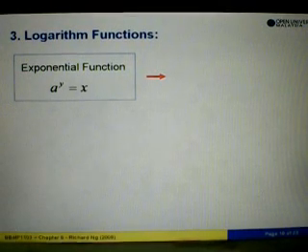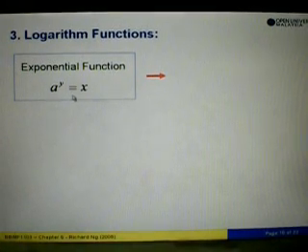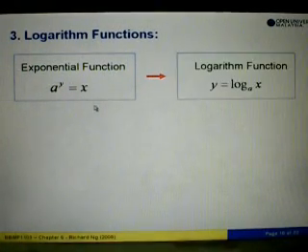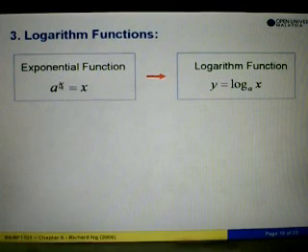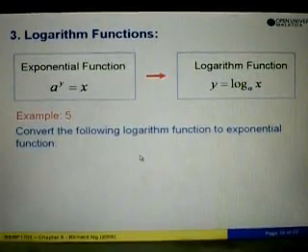Alright, let's look at logarithm functions now. Now when we are given an exponential function a to the power y equals x, we can change this to a logarithm function, where y is now equal to log base a of x. Okay, so which means a to the power y equals x. When converted to log, we will get y equals log base a of x. So how do we do that? Let's look at the following example.